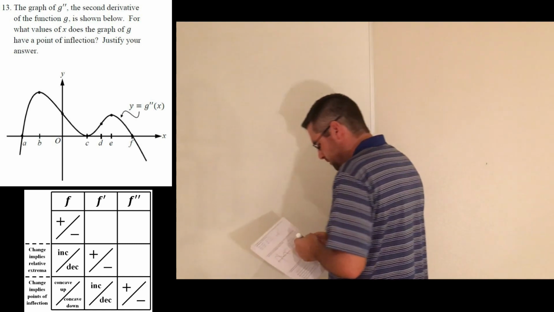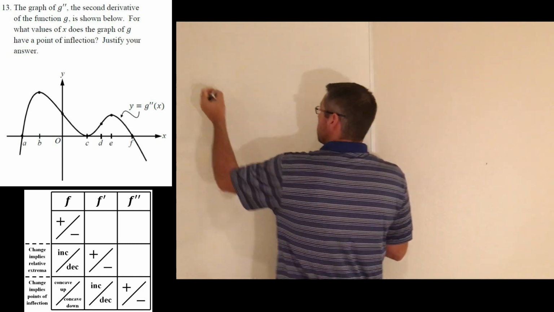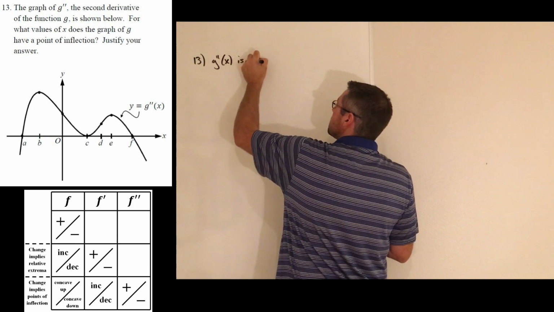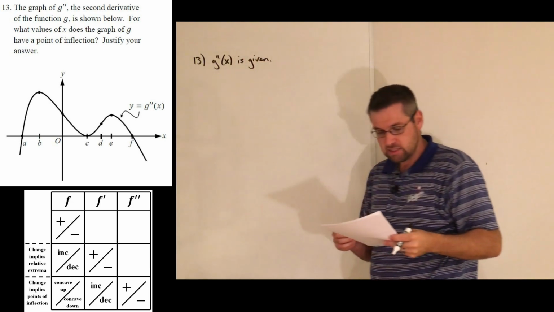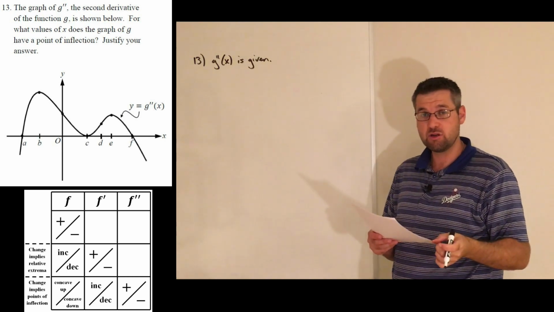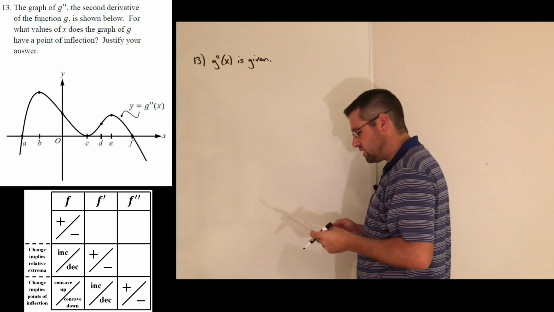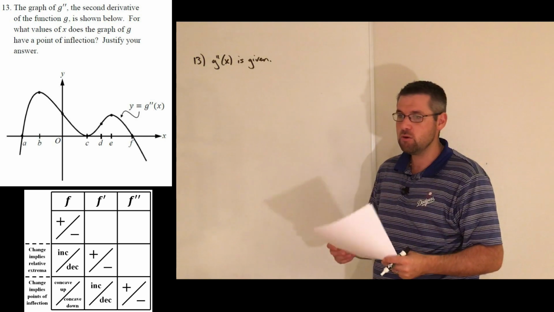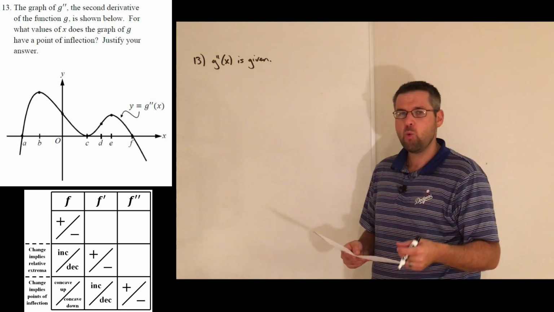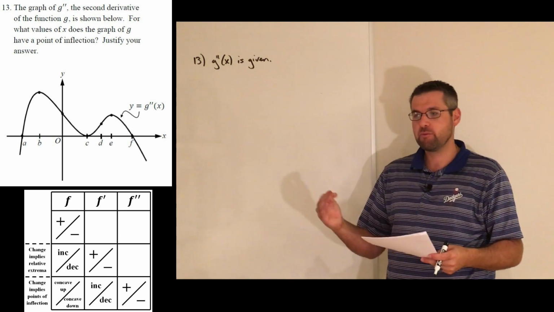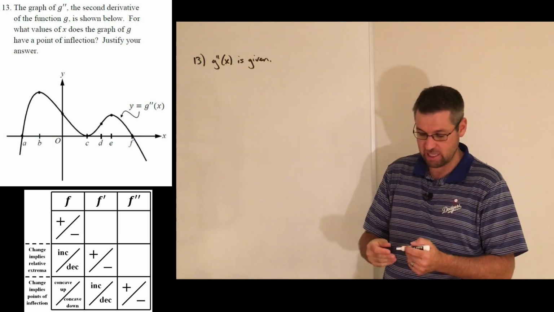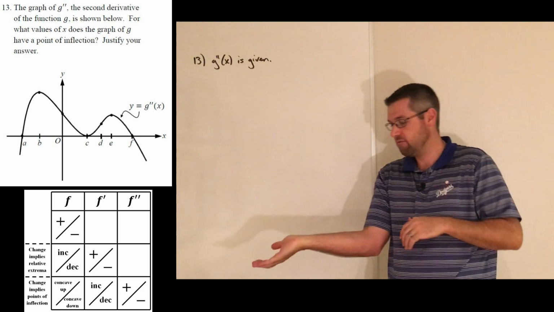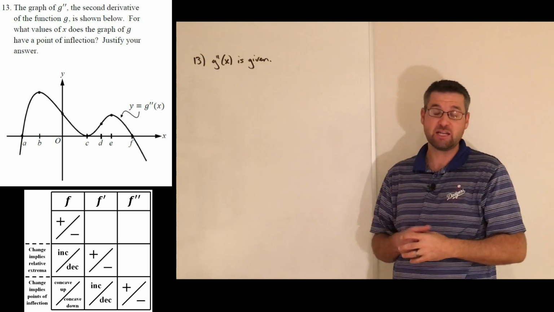For number 13, we are given the graph of g double prime. So we know that g double prime, I'm going to write this down, is given. Okay, and then it's asking for us to find the points of inflection for the graph of g. And so this is where understanding the chart and where things change is important. So we know that g has a point of inflection where concavity changes. So we go from concave down to concave up, we have a point of inflection. Or we go from concave up to concave down, we have a point of inflection at that change.